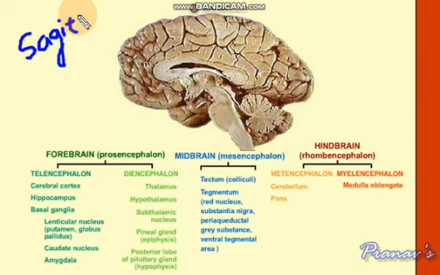Now you will observe the sagittal view of the brain. Observe the parts of the brain in sagittal view. That is, if you cut the brain longitudinally, or LS, longitudinal section is also known as sagittal section. So if we cut our brain longitudinally, how will it look?